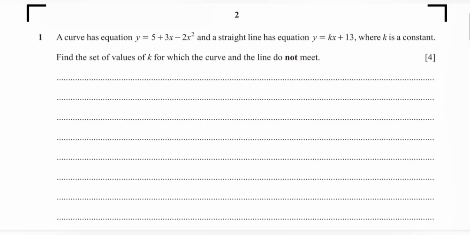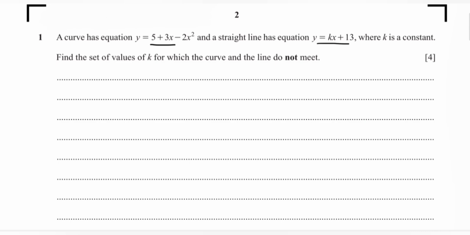So the first question on this paper is saying a curve has the equation y equals 5 plus 3x minus 2x squared, and the straight line has equation y equals kx plus 13, where k is a constant. Find the set of values of k for which the curve and the line do not meet. Right? And so for this one, we're going to try and get one equation out of these two that we're given. Then we go on and use the discriminant, right?